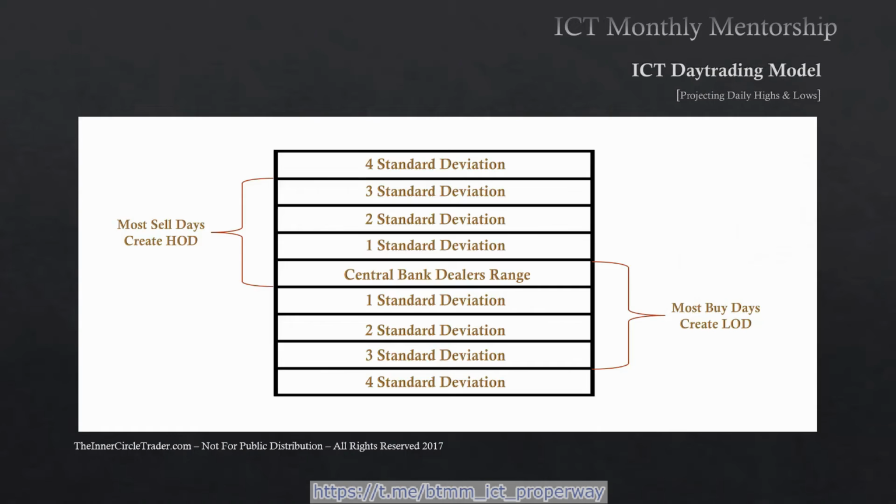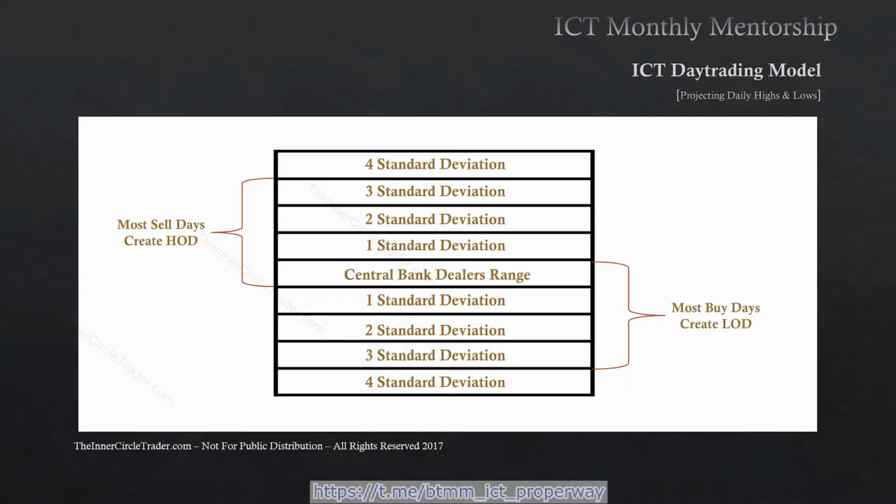Okay, as we just mentioned in the previous teaching, lesson number 3, central bank dealers range, when we talk about the most likely sell days moving up as high as 3 standard deviations and most buy days moving down and making the low of the day as low as 3 standard deviations from the central bank dealers range, we can take this one step further.